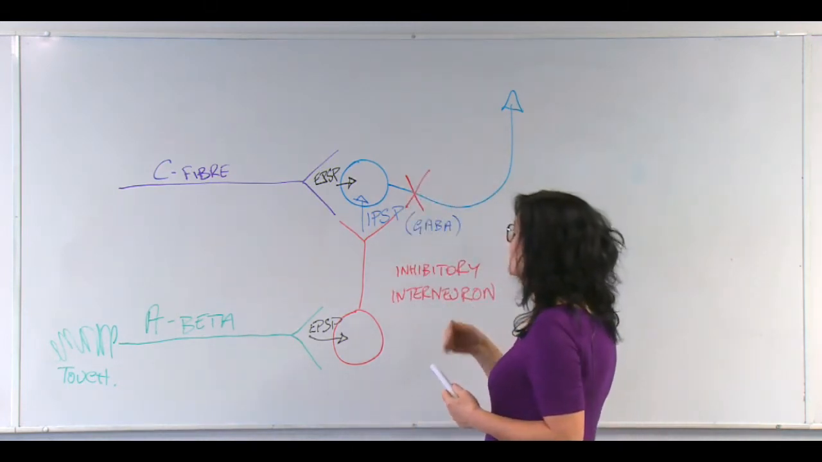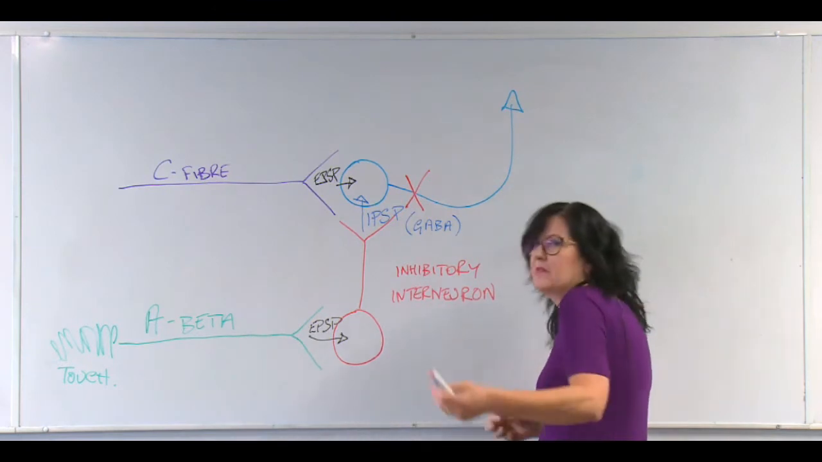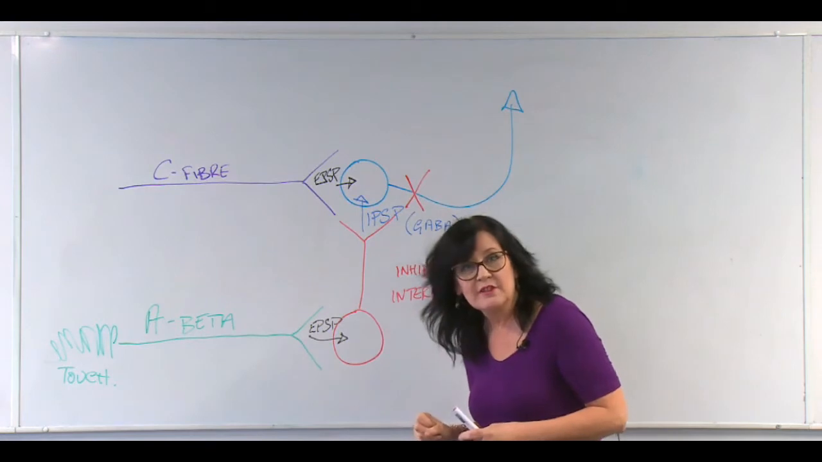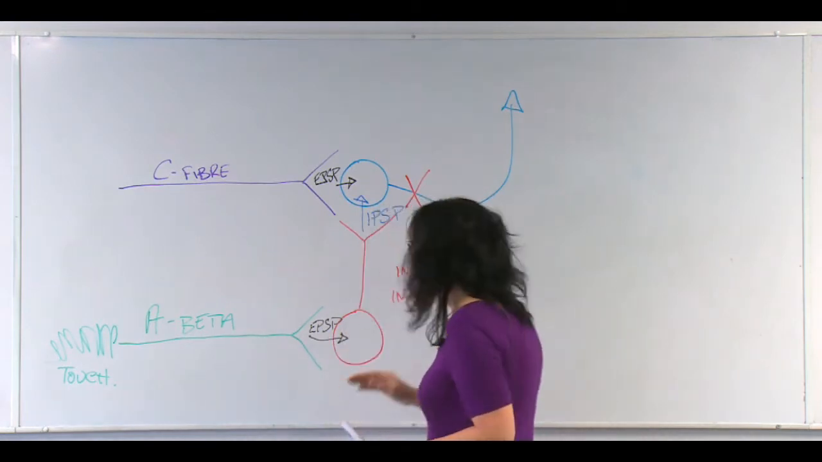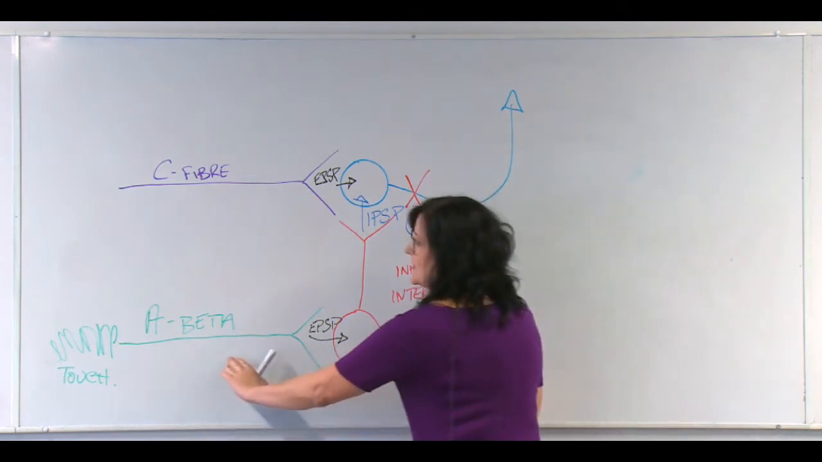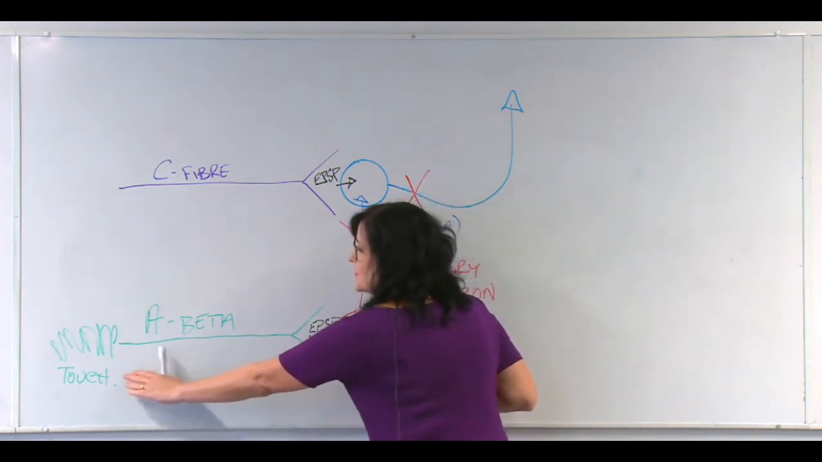afferent. So our C fibre sent in an action potential, I've got pain. The second order afferent says, sorry, it's been blocked by this inhibitory interneuron that was stimulated by an A beta that responds to touch.